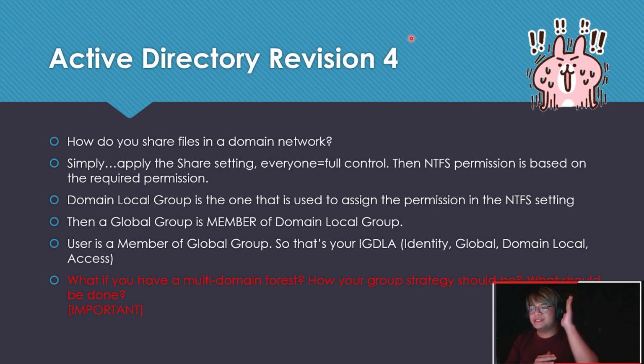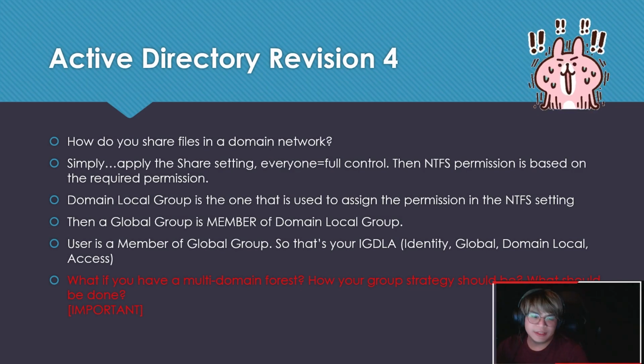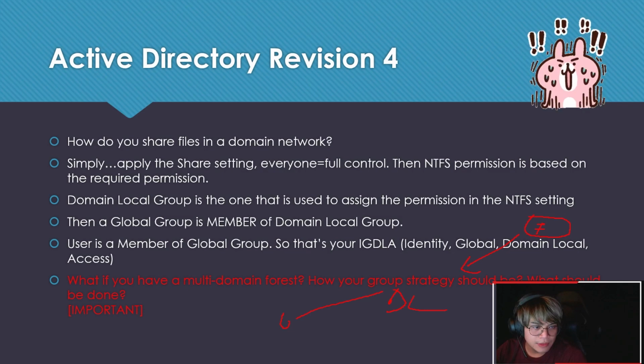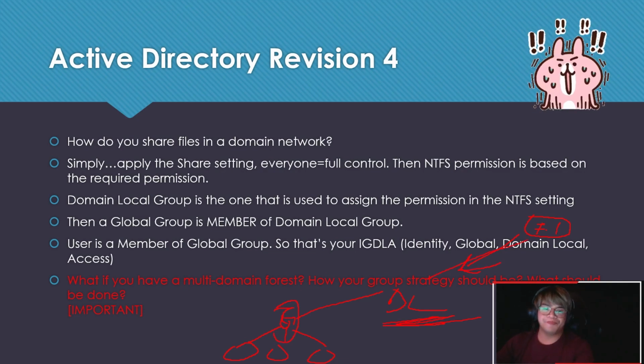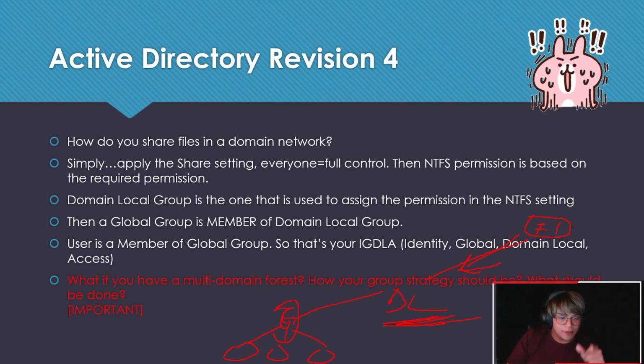Then a global group is a member of the domain local group. So basically G, and then DL, then the file. You assign the permission to the DL group, and then the members are inside one of these groups. So this member is inside this global group. This global group is inside the domain local group. So whatever people, whatever group inside this domain local group can access this folder right here. User is a member of the global group, so that is your IGDLA.